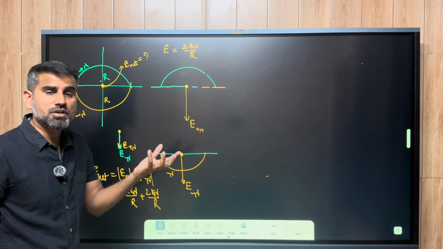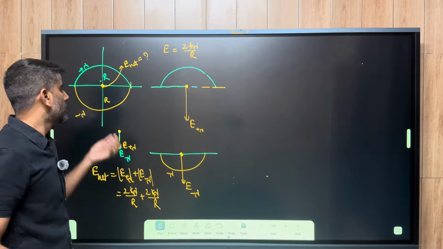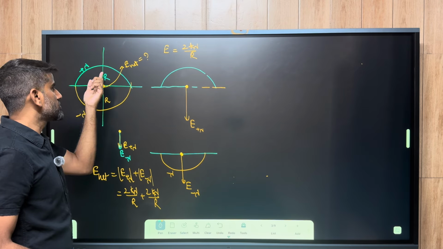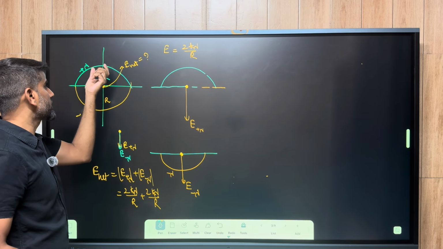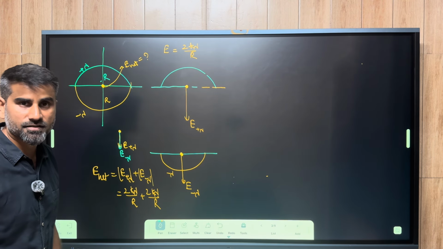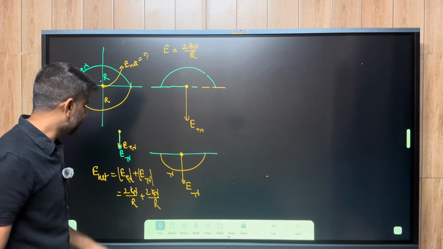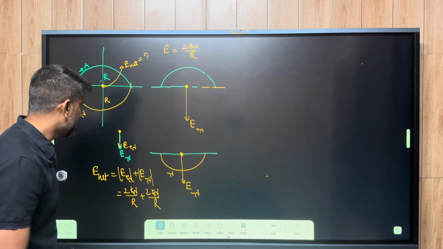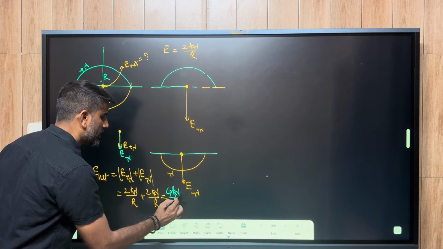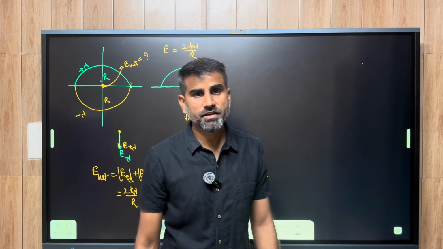I mean, the electric field due to positive charge is pointing away, and the electric field due to negative charge is pointing towards. As the negative charge is below the x-axis, pointing towards is downwards, and as the positive charge density is above the x-axis, pointing away is again downwards. So both the fields are acting in the same direction, which is downwards. So I have added them directly. 2k lambda by r plus 2k lambda by r, which is equal to 4k lambda by r, is the net electric field at the center.